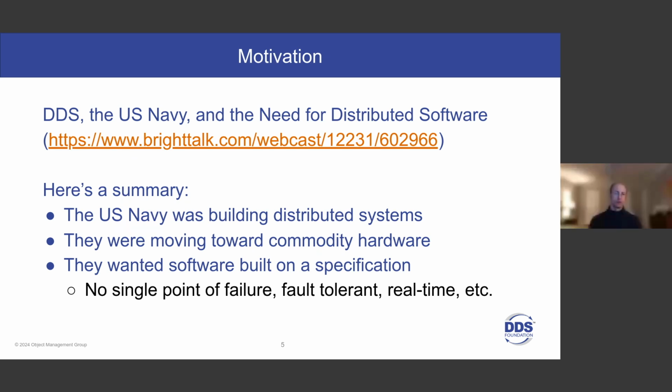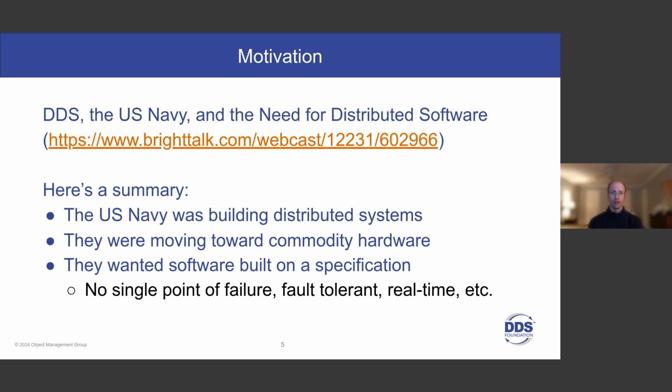So to really ground what we're talking about today, we need to go back in time. So the very first talk in the seminar series was titled DDS, the U.S. Navy and the Need for Distributed Software, and there's a link to it there. I really encourage you, if you have not seen that webinar, to take a moment and go look at it. It's very good and very informative about the history of DDS, which is relevant to our topic today.